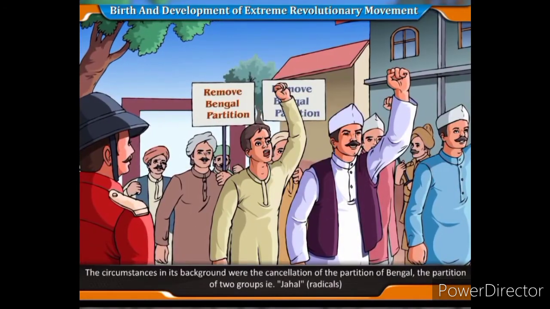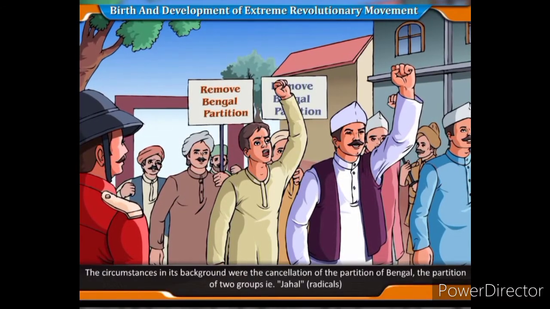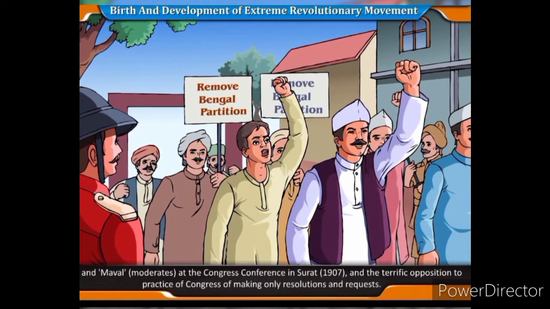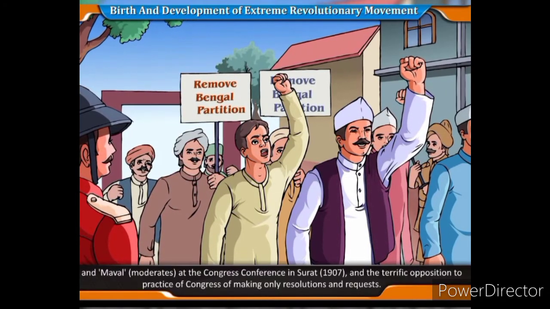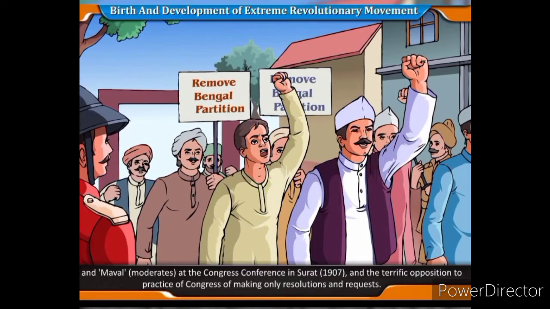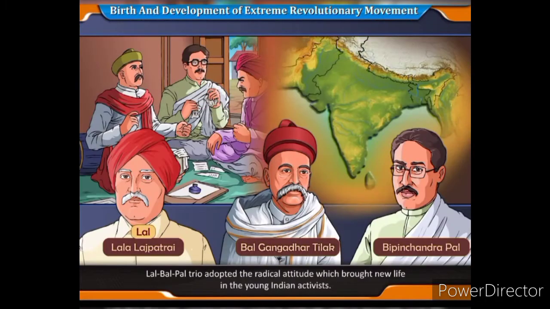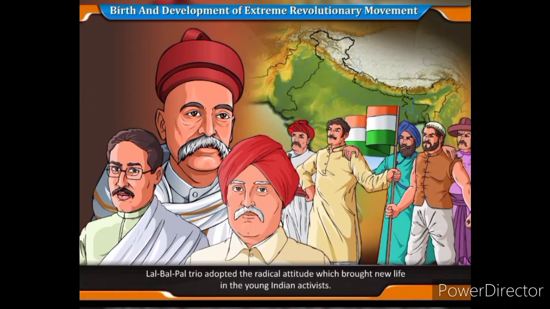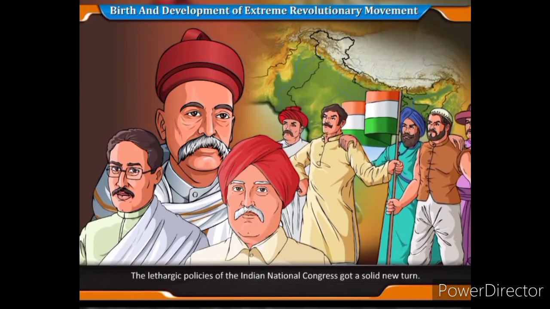The circumstances in its background were the cancellation of the partition of Bengal, the split into two groups, that is, Jahal or radicals, and Mawar or moderates at the Congress conference in Surat in 1907, and the terrific opposition to the practice of Congress of making only resolutions and requests. The Lal Bal Pal trio adopted the radical attitude which brought new life in the young Indian activists. The lethargic policies of the Indian National Congress got a solid new turn.